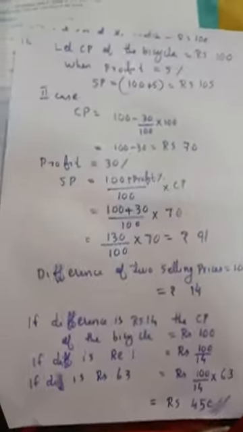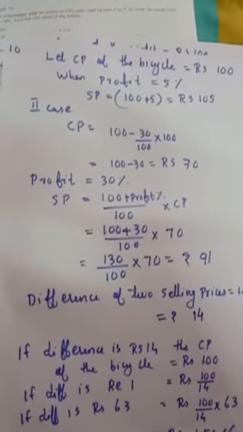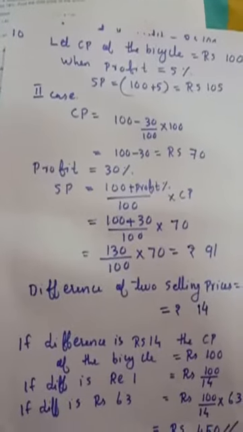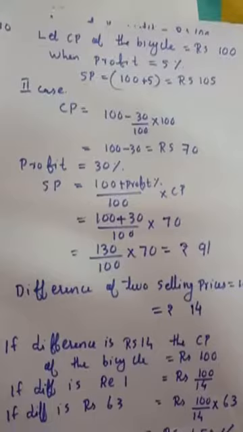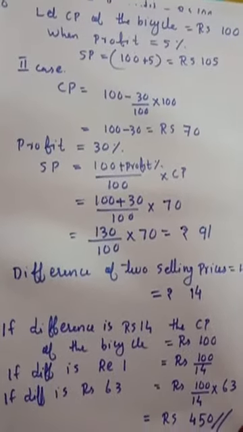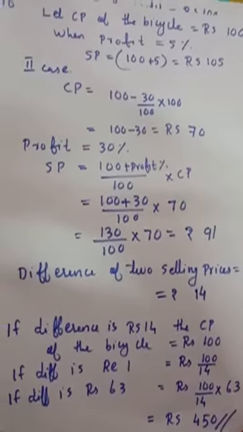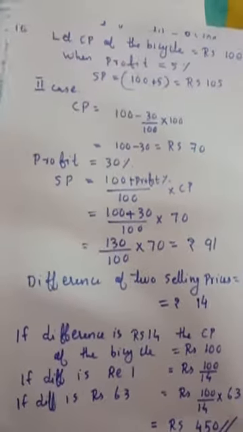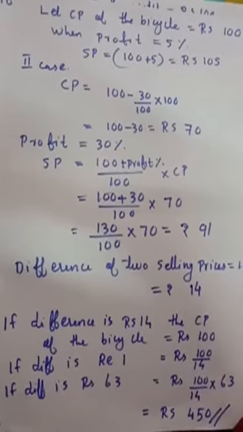What you have to find. First, CP of the bicycle, let it be 100. Then profit 5%, so 105. Again the price, cost price, not selling price. The second case, they are telling CP is 30% less. So what is 30% of 100? It is 70. Then the profit he earned is 30%.